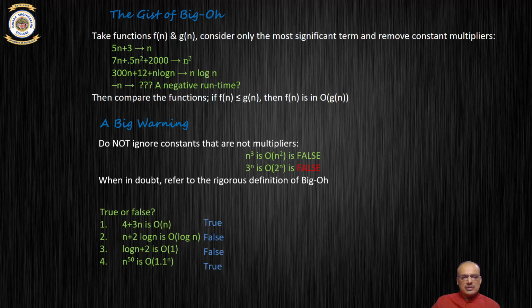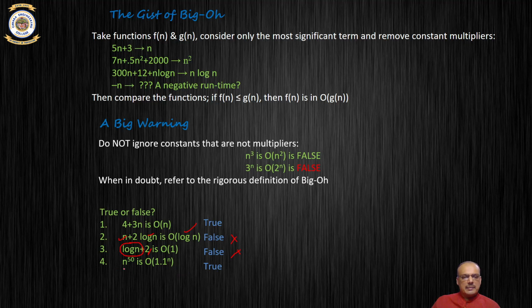It is false, because we know that n increases at a greater rate, which is linear, when compared to log n. So log n is not the dominant term, the n is the dominant term. So this becomes false. Similarly, log n plus 2 is in the big O of 1. Obviously it's false, because this is a constant, but it is not a dominant term. The dominant term is the logarithmic increase.